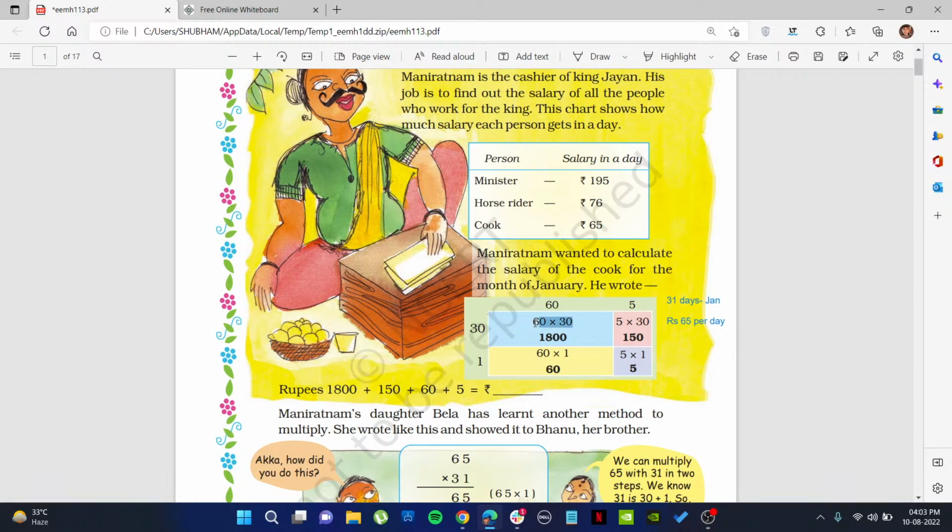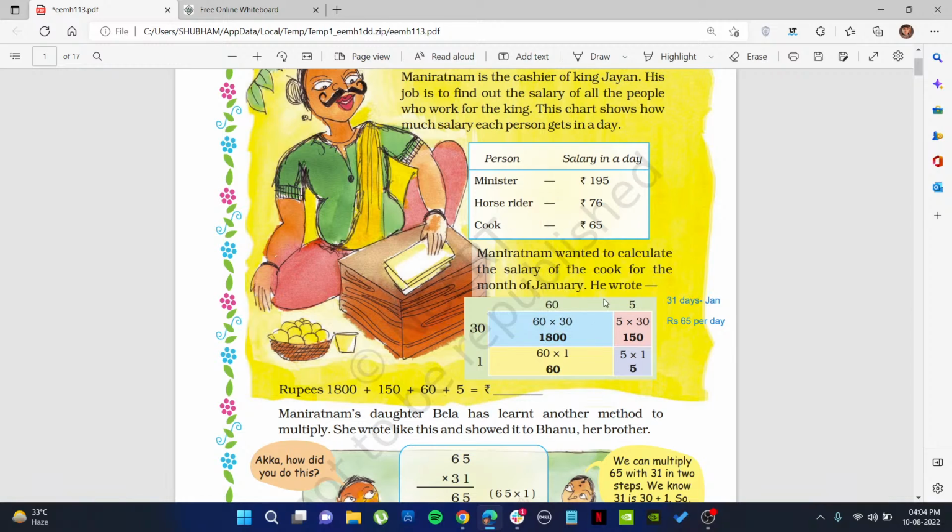The amount for first 30 days is being calculated. Okay, and how it is being calculated? By multiplying 30 with this 60. So 30 times 60 gives us 1800.